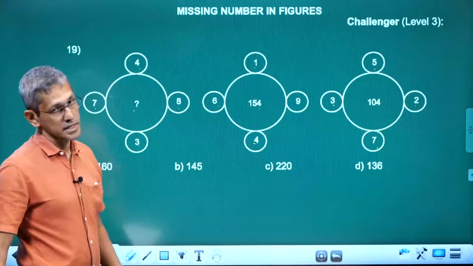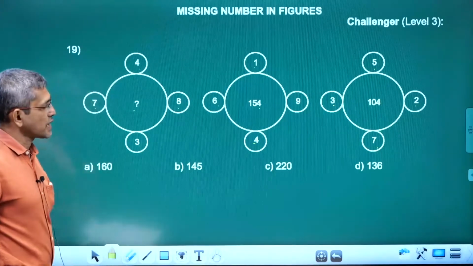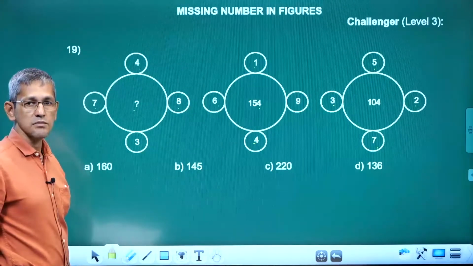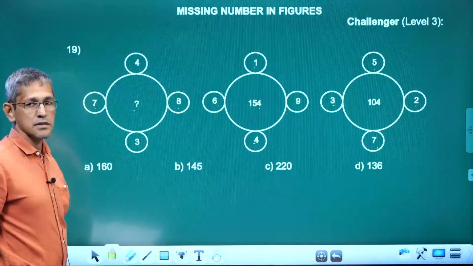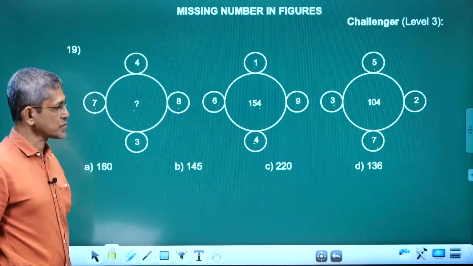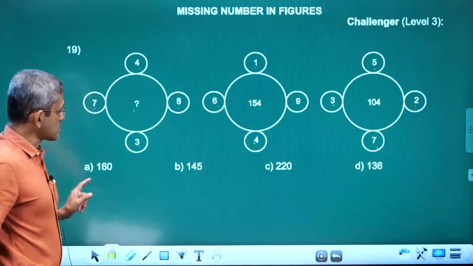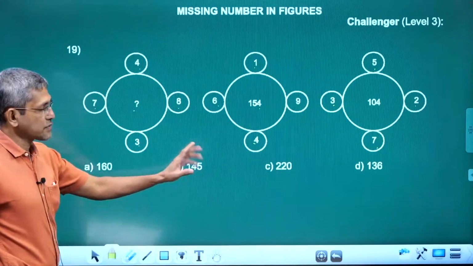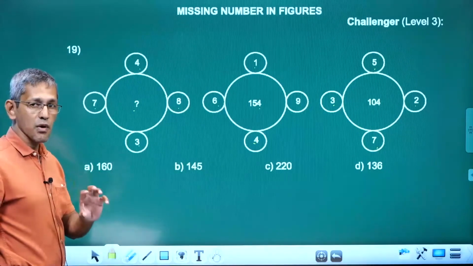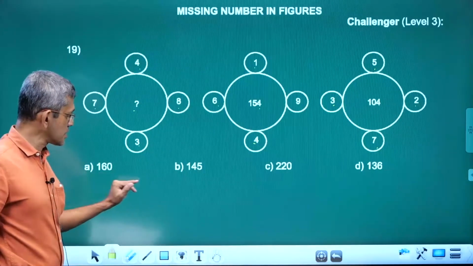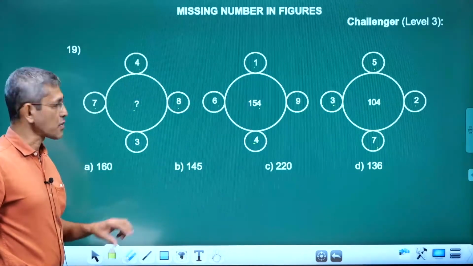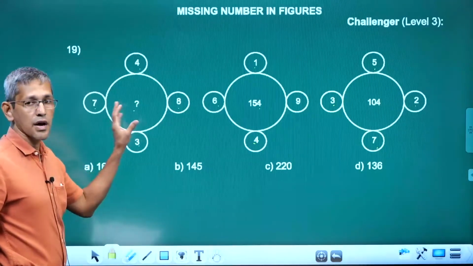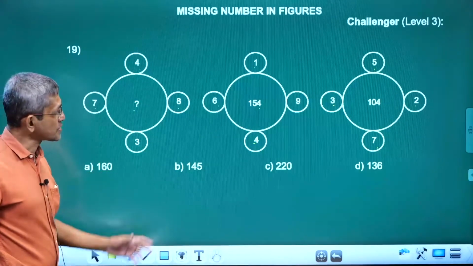Question number 19. It is similar to the question we have done earlier. A bit challenging. At the same time, it's possible to get the answer. We have a pattern there, so check out which pattern it is. At the same time, be aware of the answers as well. The answer choices are 160, 145, 220, 136. The numbers in the answer choices are not really small, so some kind of mathematical operation you have to do here. Any idea? You tried the multiplication?